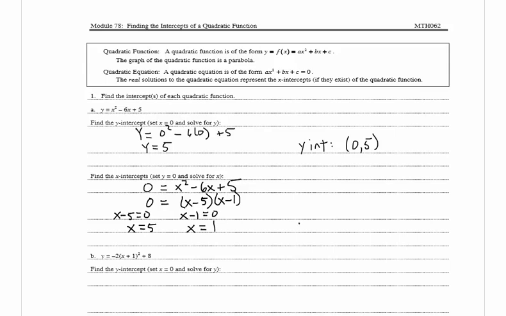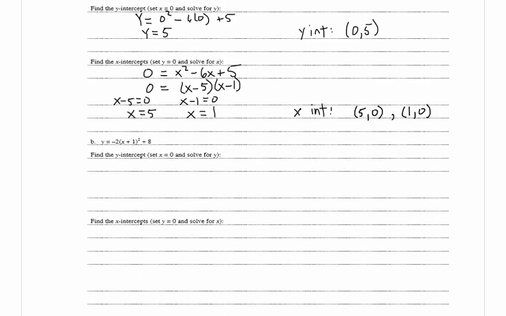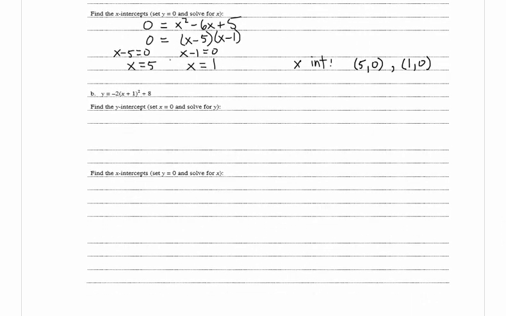So we can say that the x-intercepts are 5, 0 and 1, 0. In B, we have y is equal to negative 2 times x plus 1 squared plus 8. And the first thing they want us to do is find the y-intercept. So again, we're going to set x equal to 0 and solve for y.